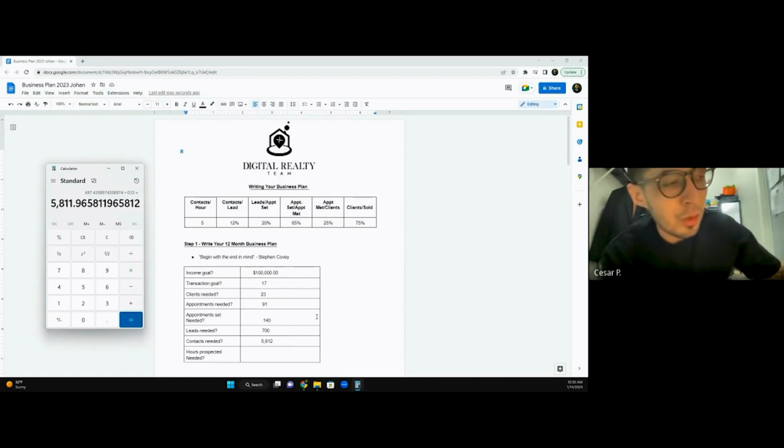I'm at 164. Then I divided that by 25%. So then I got 8 leads. Why'd you divide by 20? I don't know. I got confused. I don't even know why.